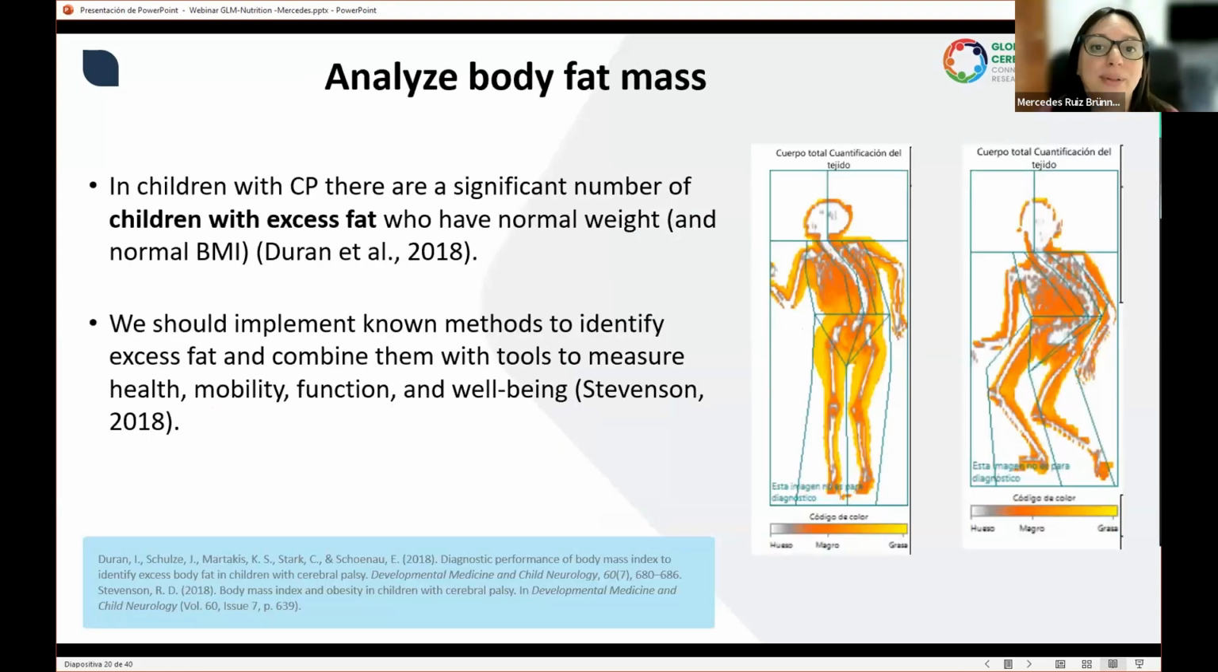So when we analyze the body fat mass in children with CP, there are significant numbers of children with excess fat who have normal weight. And we even saw children with undernutrition that have an excess of fat. We should implement methods to identify excess fat and combine them with tools to measure healthy mobility, function, and well-being.